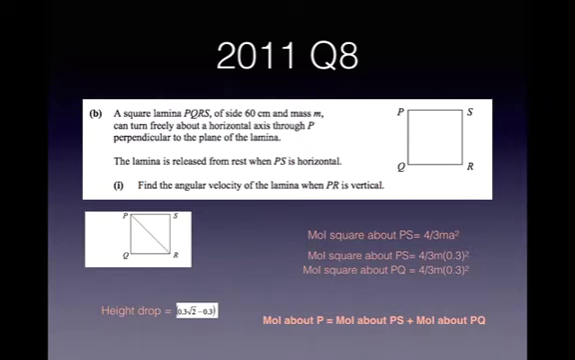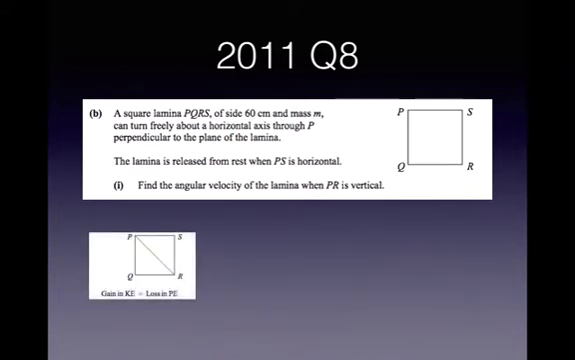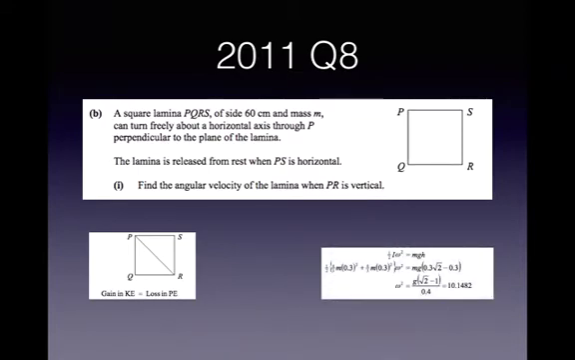Okay, the next part then, to find the angular velocity when it's vertical, we just use our energy equation. So the loss in potential equals the gain in kinetic, so mgh is equal to a half I omega squared, and we're looking for omega. So sub in my values. I have a half I, so 4/3 m by 0.3 squared plus 4/3 m by 0.3 squared. That is the moment of inertia through PS in the plane of the particle plus the moment of inertia through PQ in the plane of the particle added together. That will give me then the moment of inertia through P perpendicular to the plane.